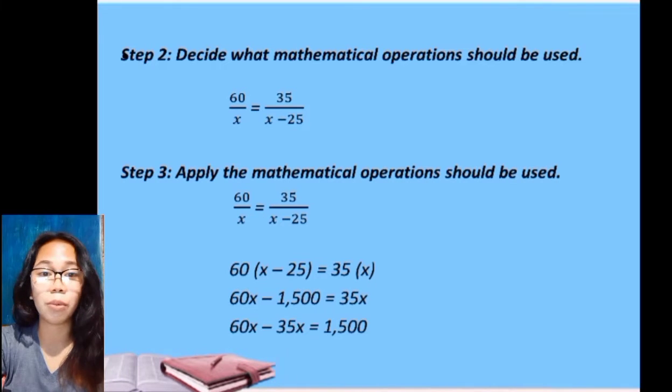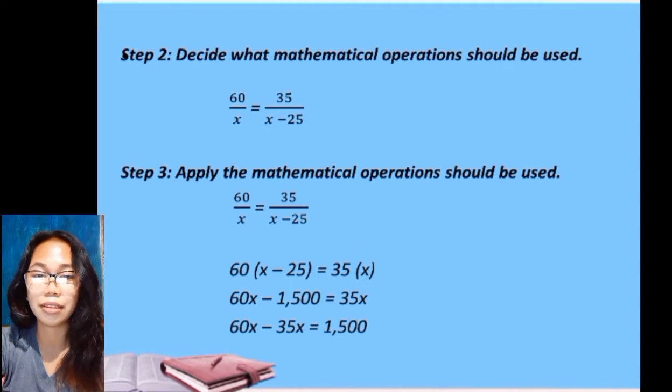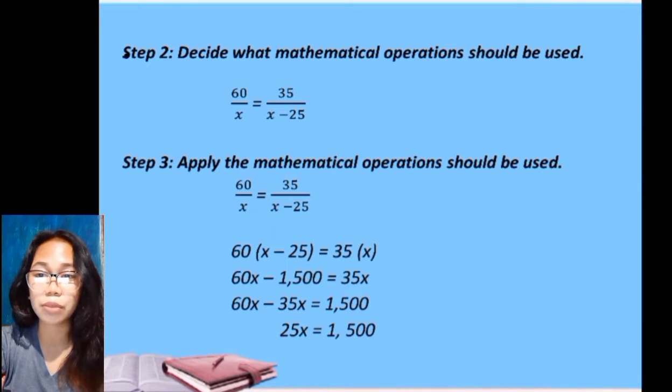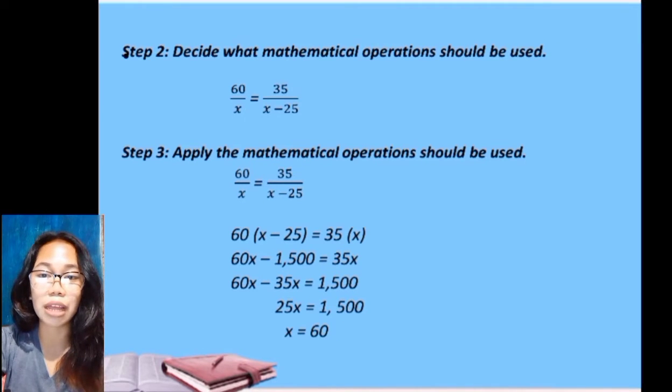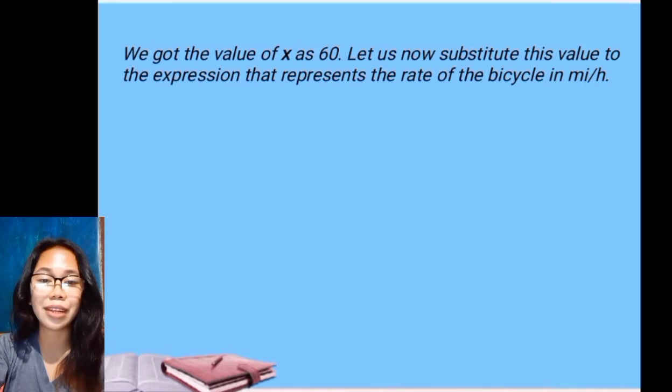We are going to transpose the 1,500 to the right side as well as the 35x to the left side. And it becomes 60x minus 35x equals 1,500. 60x minus 35x is 25x, equals 1,500. Cancel out the 25 and divide 1,500 by 25, and it becomes 60 as the value of x. We already got the value of x as 60, and let us now substitute this value into the expression that represents the rate of the bicycle in miles per hour.